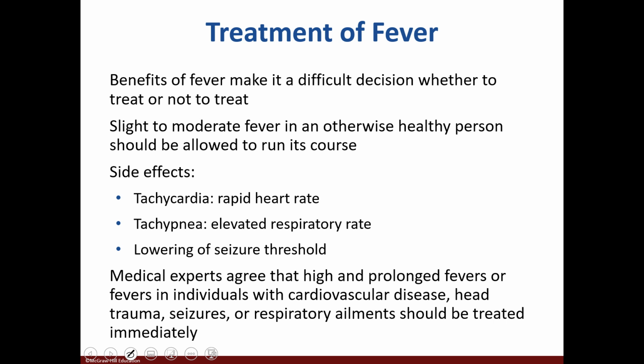Sometimes it's difficult to decide if a fever needs treatment. A low-grade fever in a healthy patient should be left alone. Some side effects seen by a fever include an increased heart rate and respiratory rate, as well as febrile seizures. Of course, if it's a high fever, prolonged, or seen in people with underlying conditions, it should be treated.